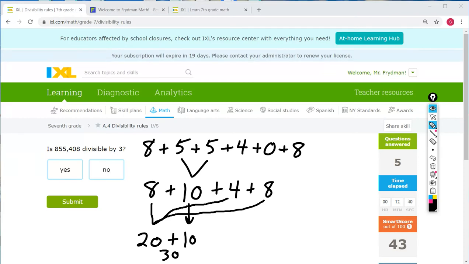Now we have to ask ourselves, does 3 go nicely into 30? And of course, yes, it does. 3 goes into 30 exactly 10 times. So 30 is divisible by 3. And therefore, the original number, 855,408, is also divisible by 3. So we're going to click yes for that one.